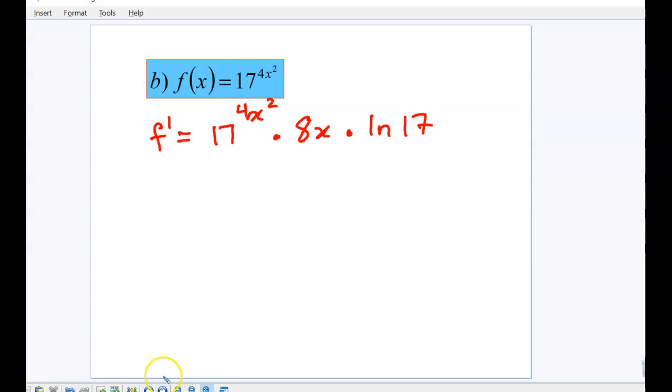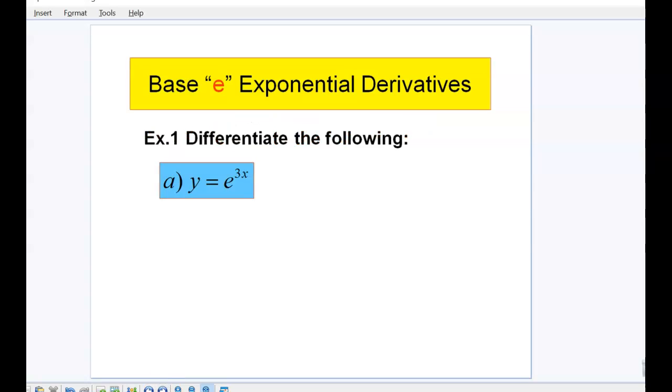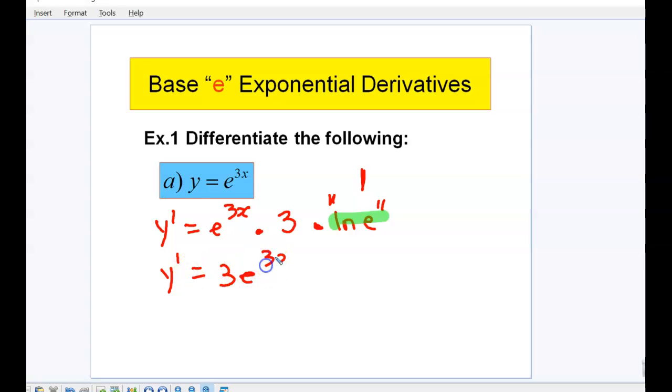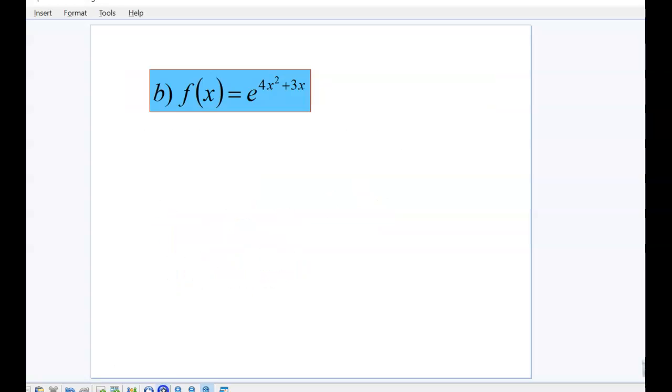Pretty easy three-step process. Now, when we have base e, these questions actually get easier because when I take the derivative of an exponential, it's itself times the derivative of the exponent times the natural log of the base. And if you plug ln e into your calculator, this is equal to 1. So this last step is not required for base e exponentials. So your final answer would be 3e to the 3x.